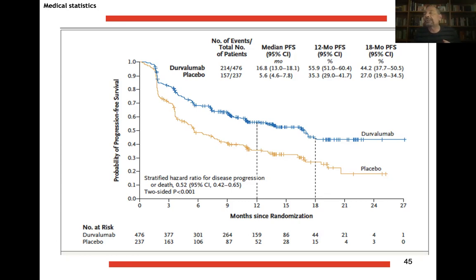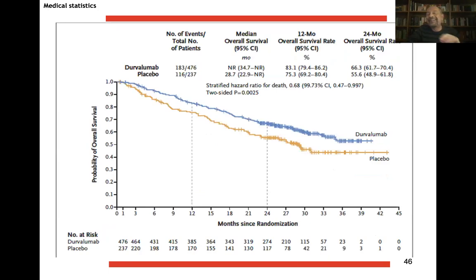This trial changed the clinical practice from day to night. Essentially, the following day that this paper was published in the New England Journal of Medicine, the standard of treatment for stage 3 locally advanced lung cancer became radiotherapy plus durvalumab.